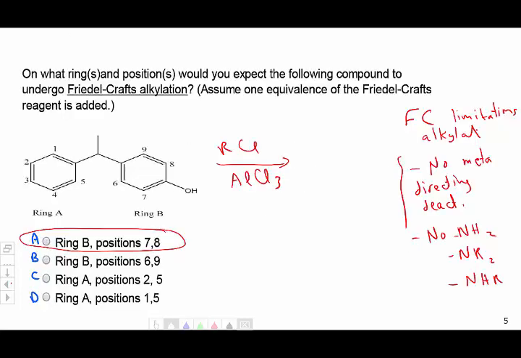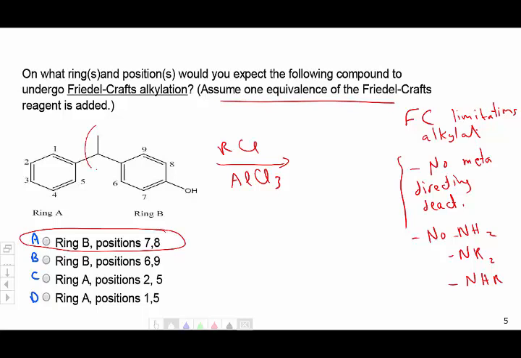So this is what you should keep in mind. This is the first thing I would look at. Both benzene rings, none of them has any of these, which is good. Now looking at ring A, again, we're adding one equivalence in here. So only one position in both benzene rings is going to be alkylated.